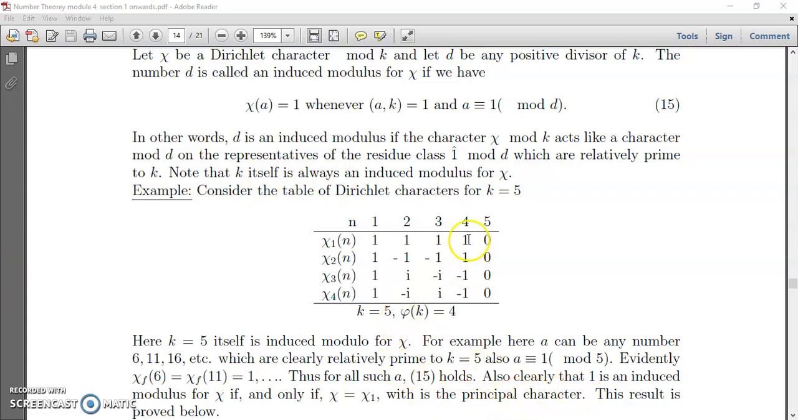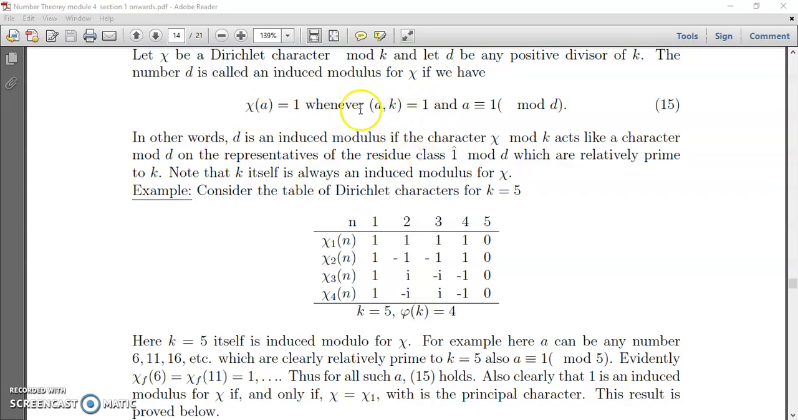Which is a principal character. You could see here that if 1 is an induced modulus, what is the definition? If 1 is an induced modulus, this is equivalent to a congruent to 1 mod 1 and gcd of a and k should be 1. So this is whether this happens and this happens.